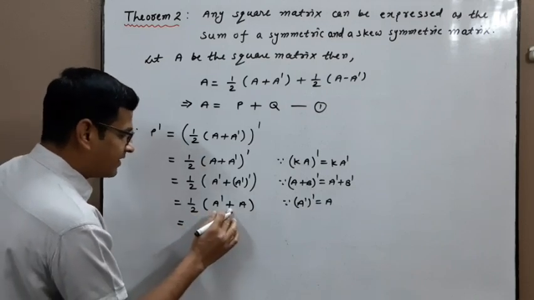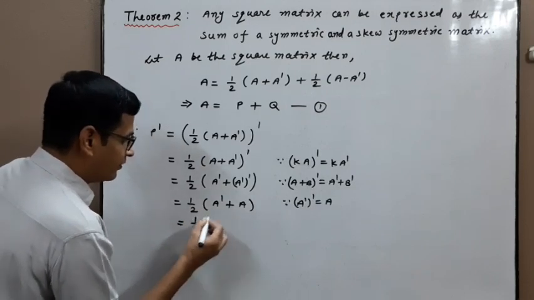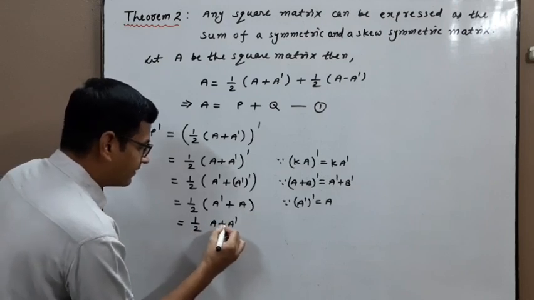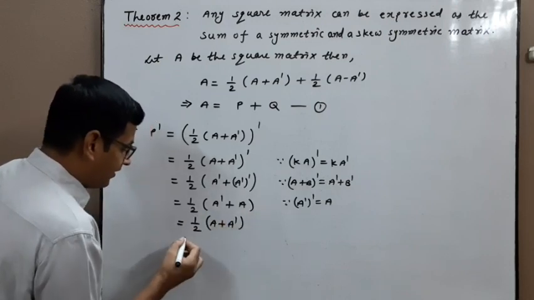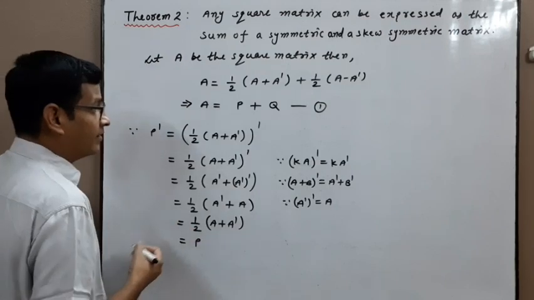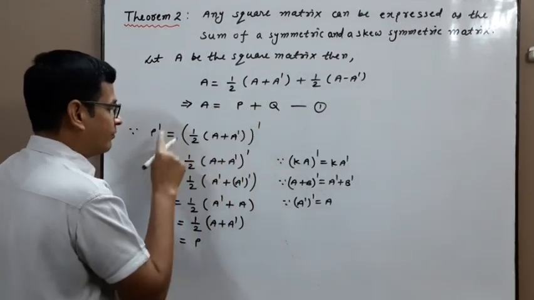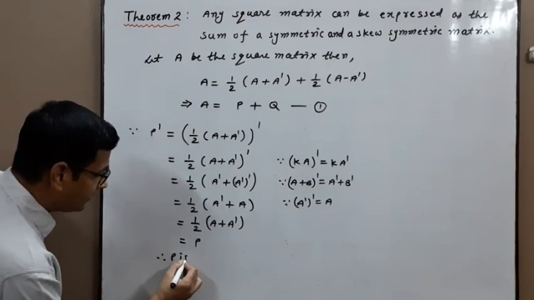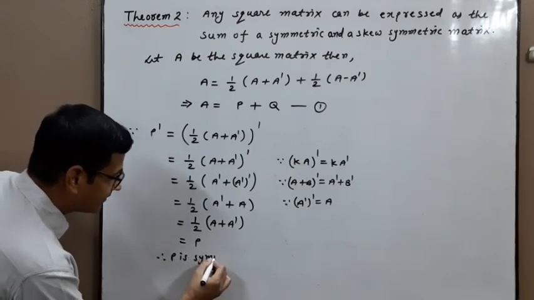With respect to addition, matrices are commutative. So A dash plus A, we can write A plus A dash. And this is equal to P, because this matrix is P. So P dash equals P. Therefore, P is a symmetric matrix.